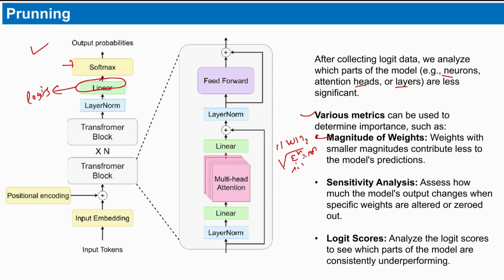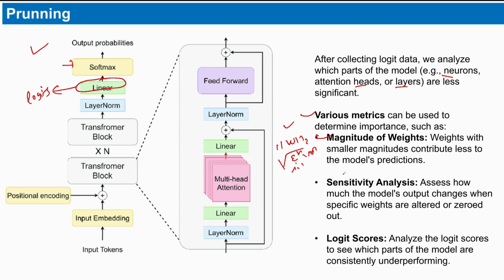Okay, so this is called the L2 norm. Another method is finding the L1 norm of the weights, but the most common and effective method is to find the magnitude of the weights. It is called the L2 norm. Then they also do sensitivity analysis, assessing how much the model's output changes when specific weights are altered or zeroed out. So that they can also use.